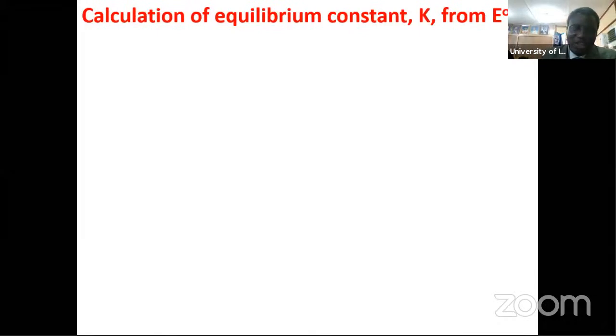After that, we went back and did some other things. We looked at the Nernst equation, and we saw the various forms of the equation, whether using natural logarithm or log to base 10. So we just continue from that example that we had last time. Now this is the calculation of the equilibrium constant from E naught cell.